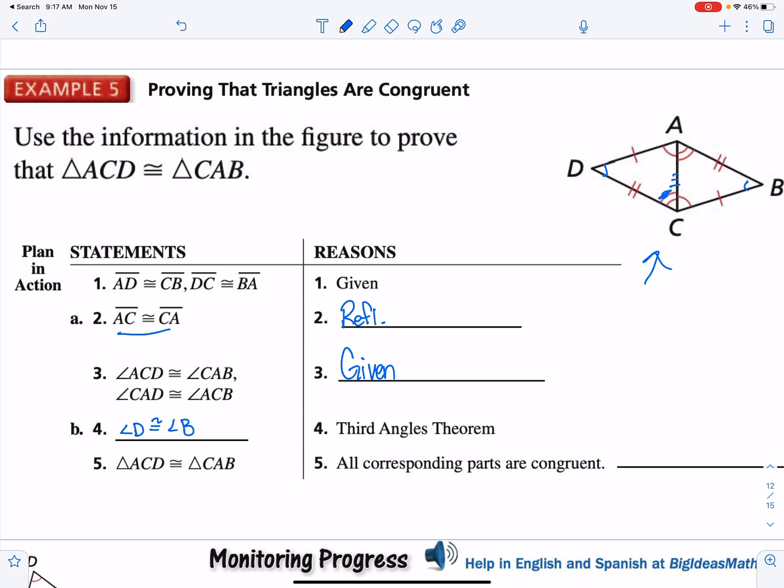And now we have proven that all the corresponding parts of the triangles are congruent, so we say corresponding parts are congruent. You don't have to write out that whole thing, so you can say corresponding parts are congruent.